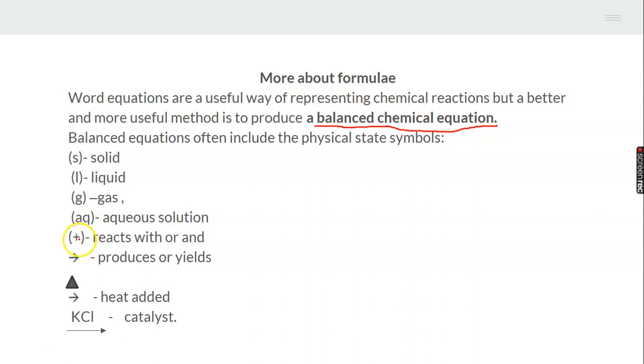Then plus, for example sodium chloride plus, if you have it on the reactant side, which is the left-hand side, that means it's reacting with another one. But if you have it on the product side, it simply means and, whereby you have two products. The arrow means it produces or it yields. Then at times you might have a triangle on the arrow, that means heat is being added. Then at times you have a compound on the arrow, that means the reaction is being helped by a catalyst. You know, catalysts don't take part in the reaction, they only speed up the rate of chemical reaction.